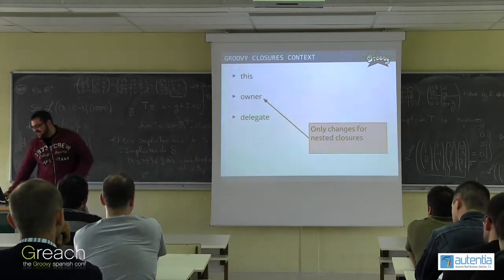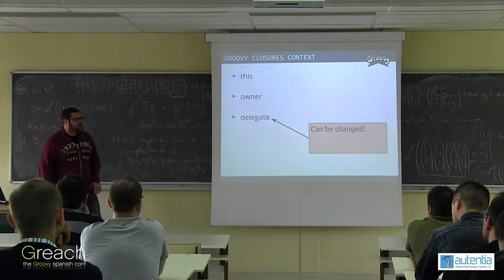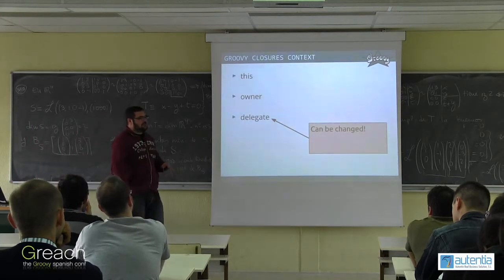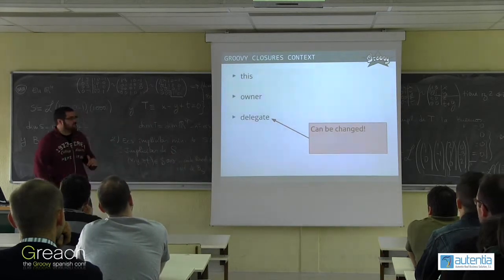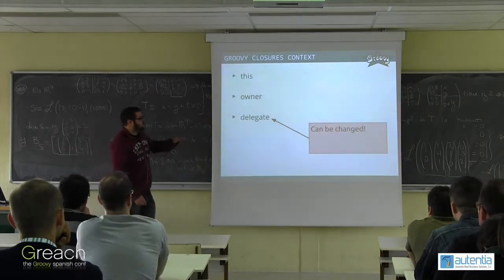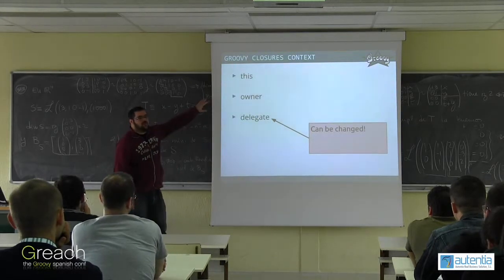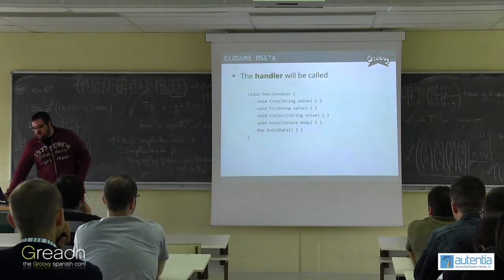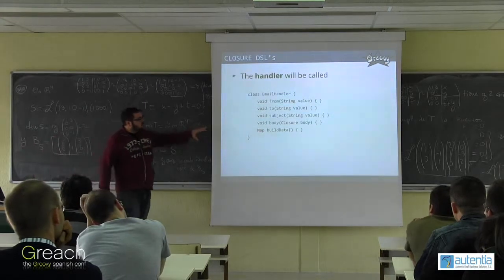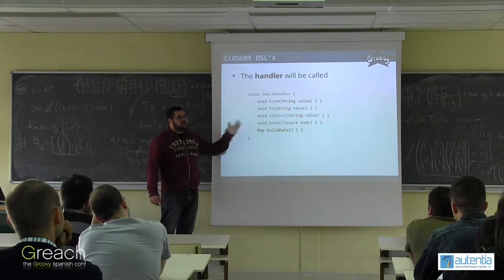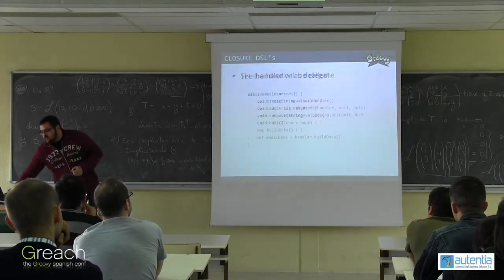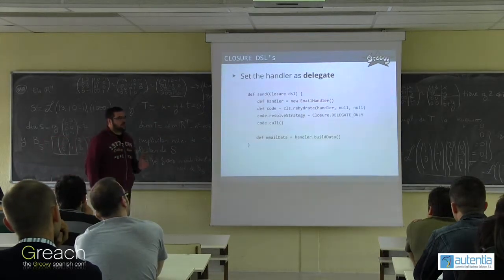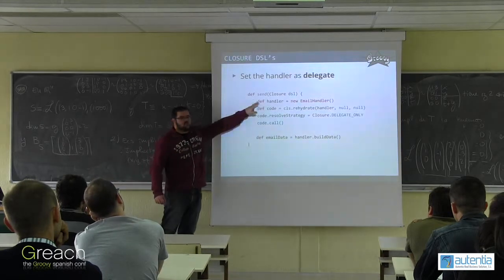Don't worry. The important thing for us is the delegate, because the delegate is the one that can be changed. And you can tell Groovy that this object overrides the other two. So this could be the class that implements all the methods in the DSL before, okay? This could be the implementation for the send.